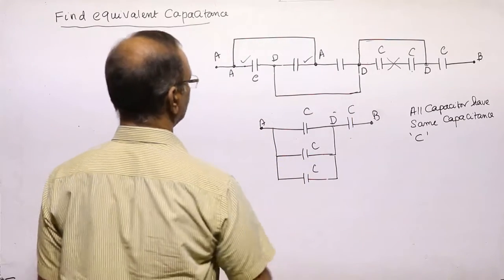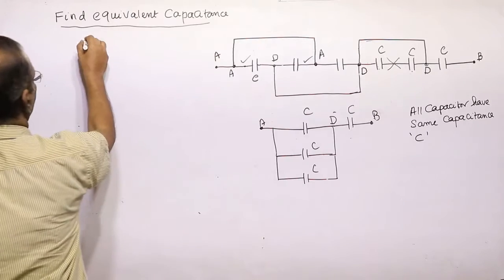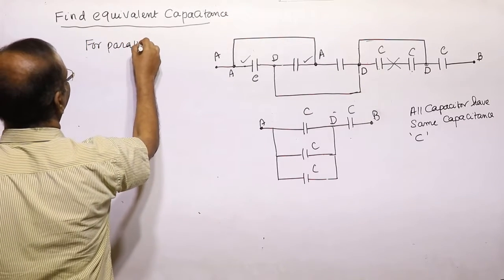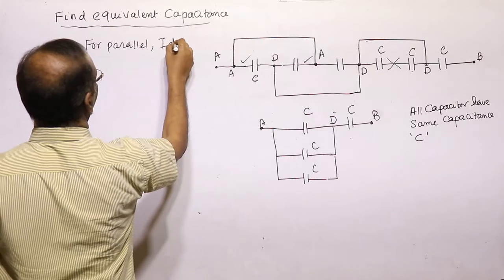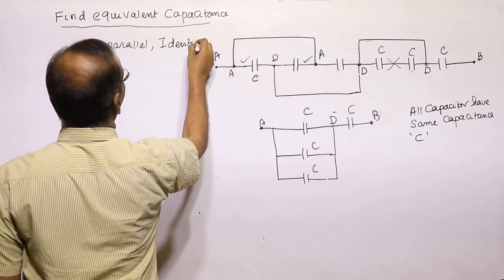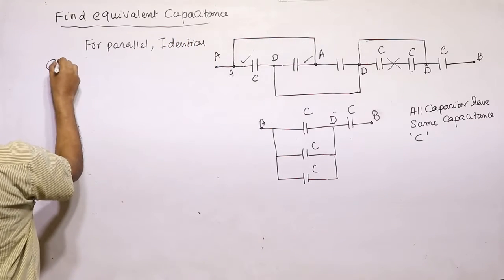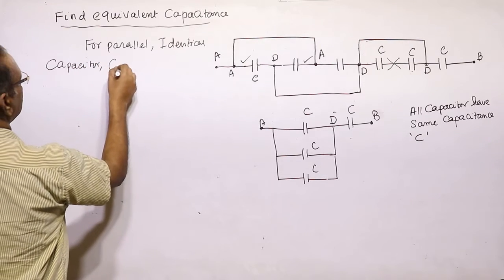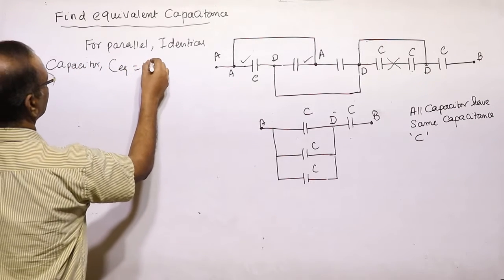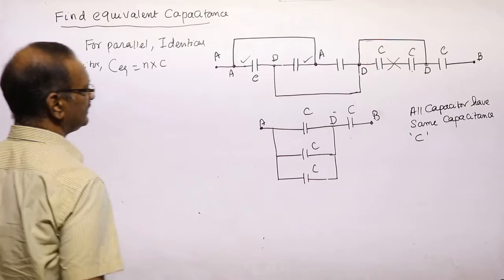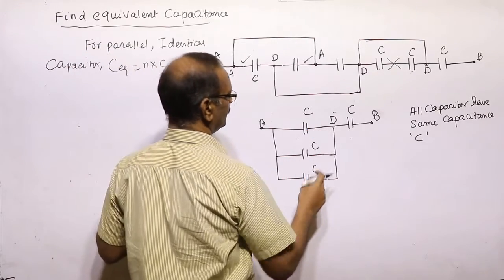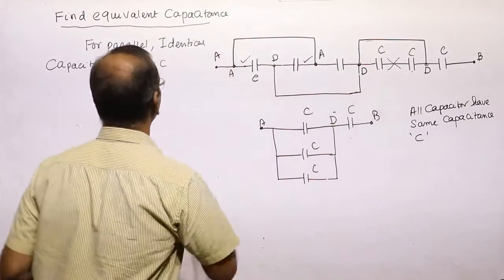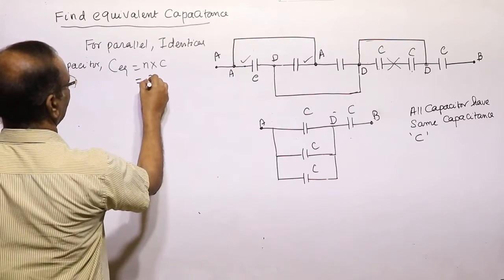Parallel means we add. For parallel identical capacitors, C equivalent is equal to the number of capacitors times one capacitor. The value of one capacitor is C. The number of capacitors is 3. So which is equal to 3C.